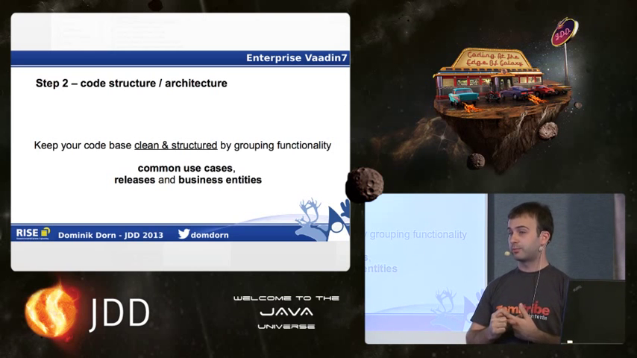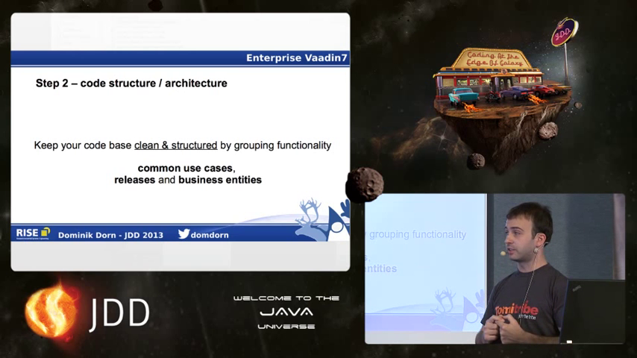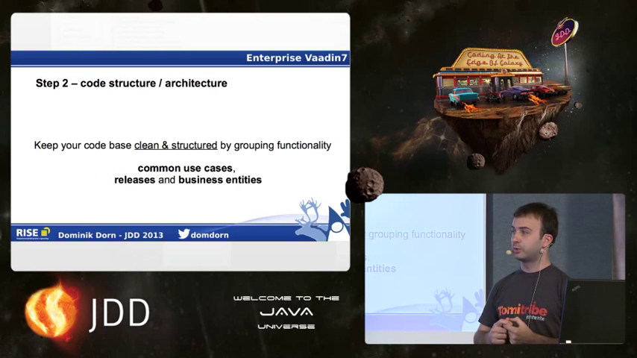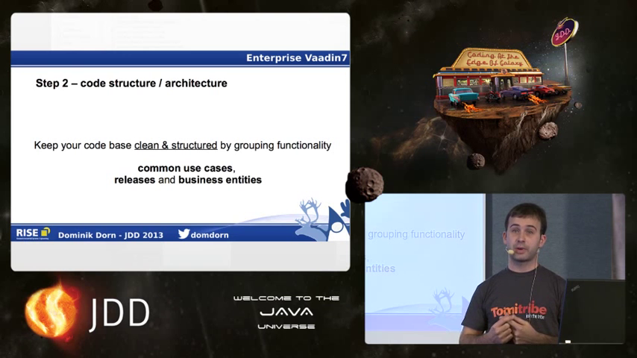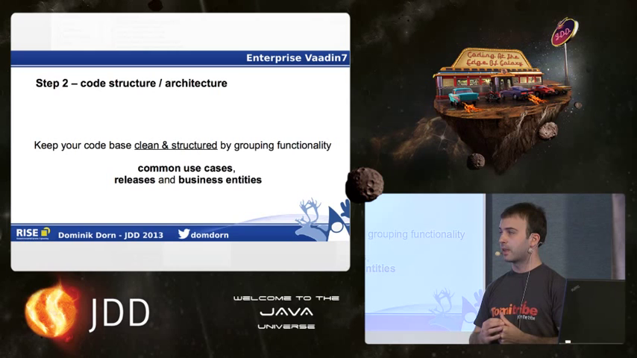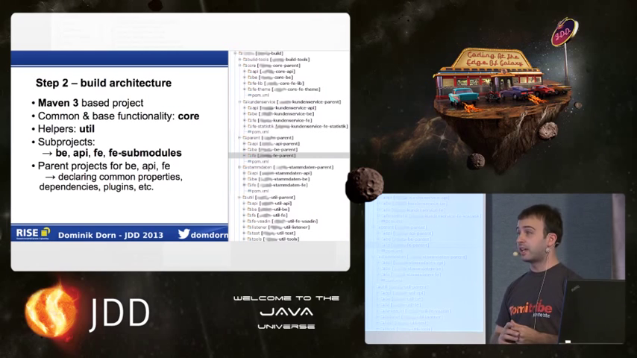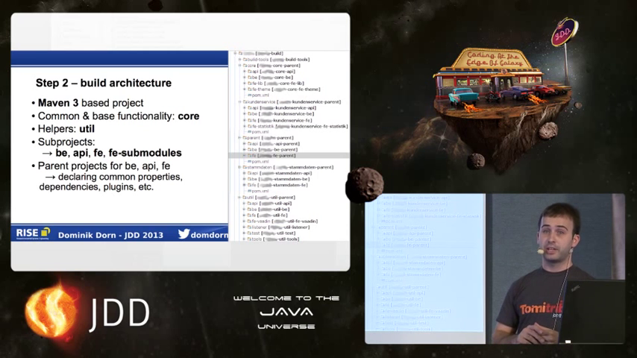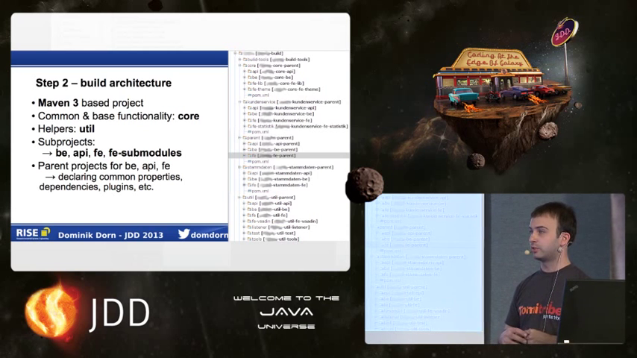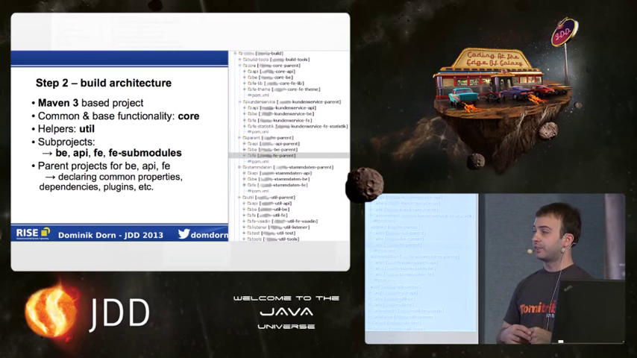The second practice is to keep your code base clean and structured. We do this by grouping functionality, and we group this functionality by common use cases, by the releases given from the customer, and by our business entities. Our build is based on Apache Maven. We're using Maven 3. As you can see, we have a core module.